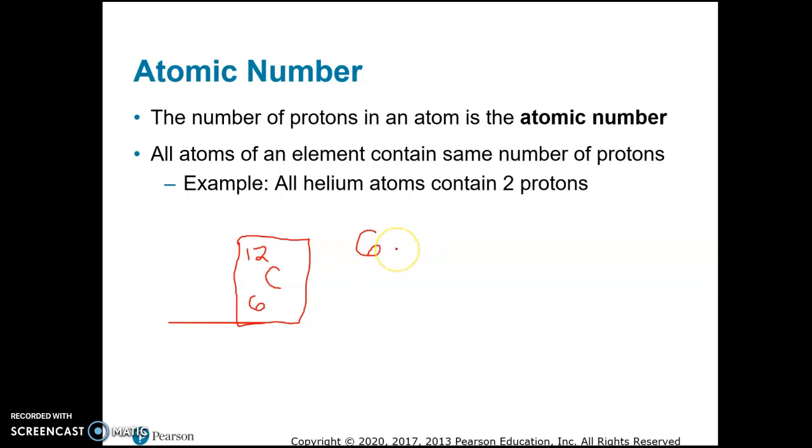All right, so the 6 tells us that carbon has 6 protons. And we know that the number of protons is going to equal the number of electrons. So carbon also has 6 electrons. And the way that we get the number of neutrons is we subtract the mass number, take away the atomic number. So the number of neutrons is 12 take away 6, which happens to also equal 6.